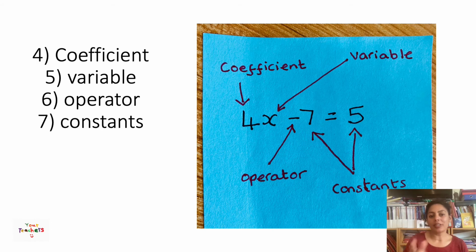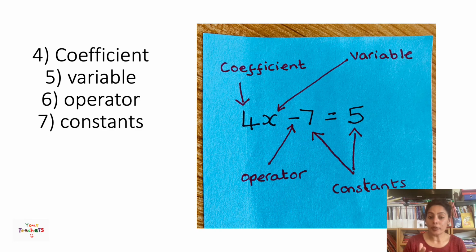So coefficient is, you can see we've got 4x. 4x is also a term, but if you were to look at it in more detail, the x is a variable because the answer could be, we don't know what the value is yet, so we call that a variable. It can change. Then we've got the word coefficient. Coefficient is the number, the digit that will go with the variable.